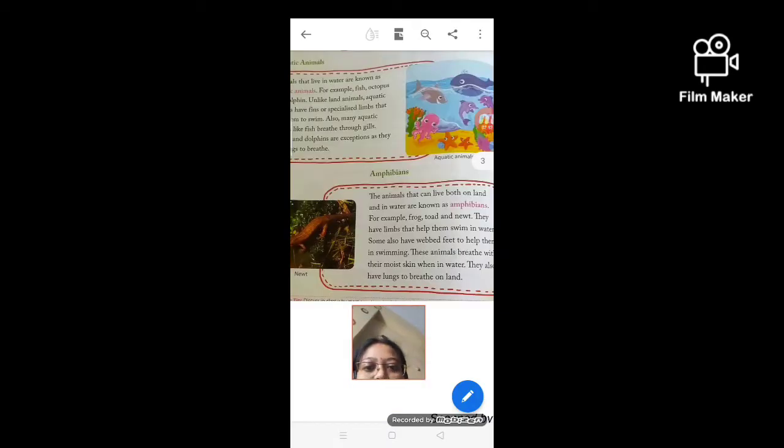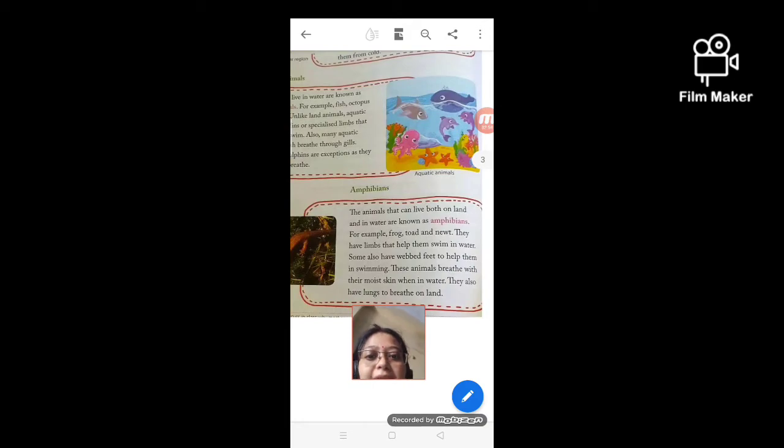Now see amphibians. Animals that can live both on land and in water are called amphibians. The animals that can live both on land as well as in water are known as amphibians. For example, frog, toad and newt.